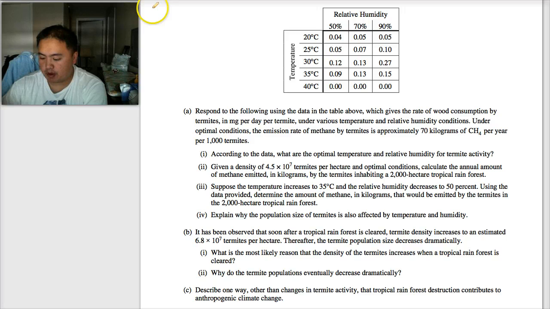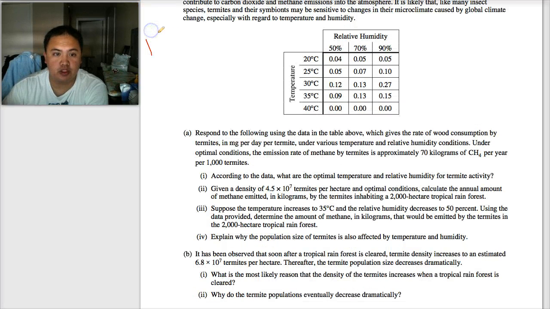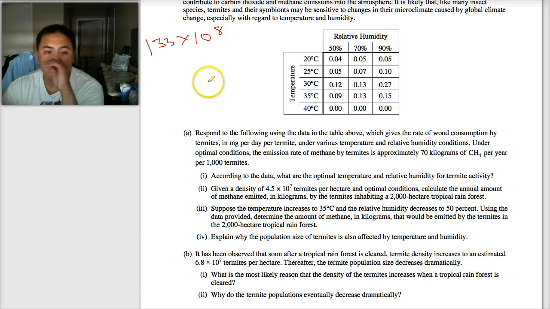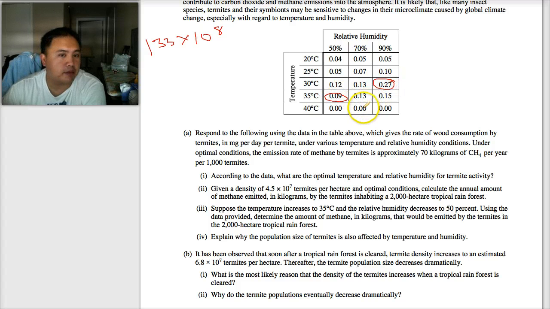So let's just say, remember our answer was 133 times 10 to the 8. Let's just say that. And that was optimal conditions, right? But now I've dropped to 35 and 50. So now I'm actually only getting 0.09 instead of 0.27, which was optimal conditions. So all I do is take my answer in 1 and multiply by that ratio of 0.09 over 0.27, because now I'm only getting a fraction of what the actual optimal conditions are.